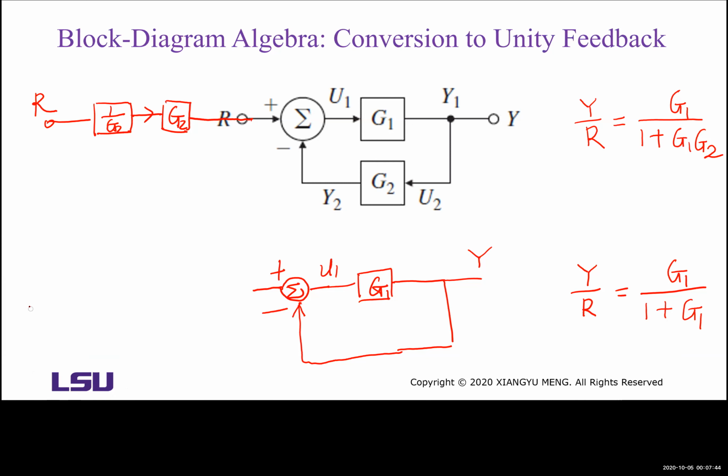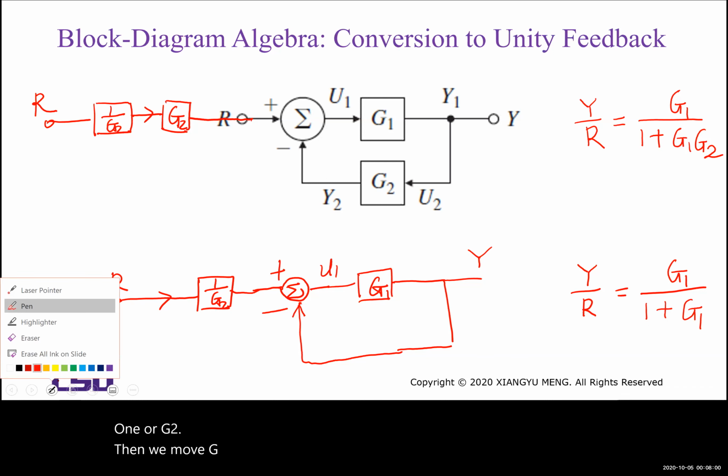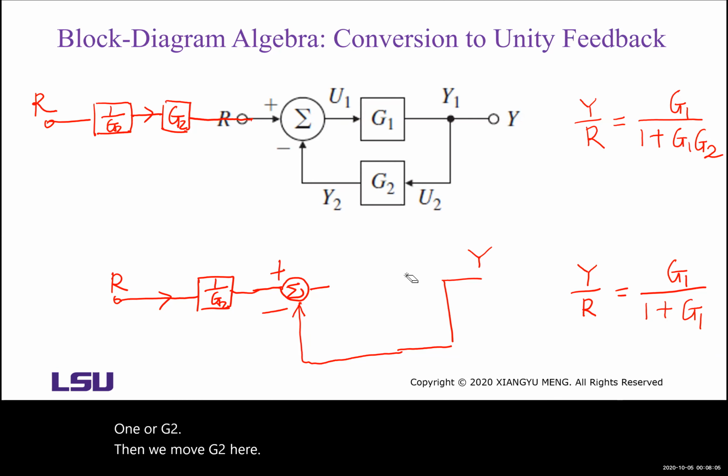Then it will become 1 over G2, R. Then we move G2 here. Then G1.